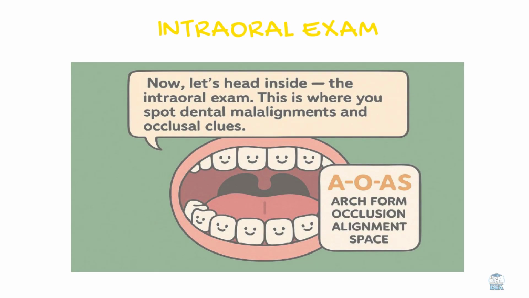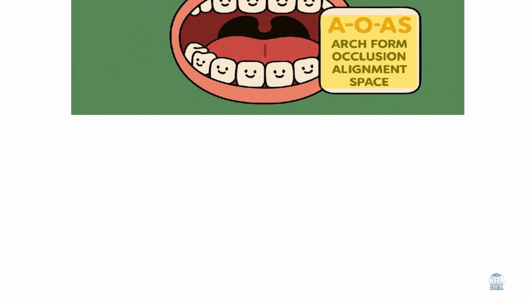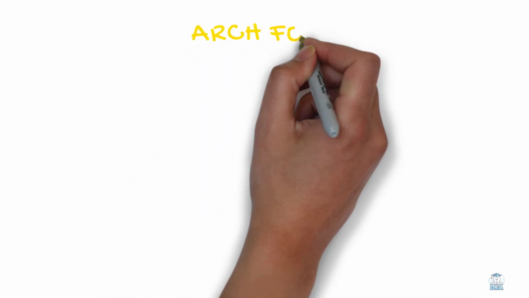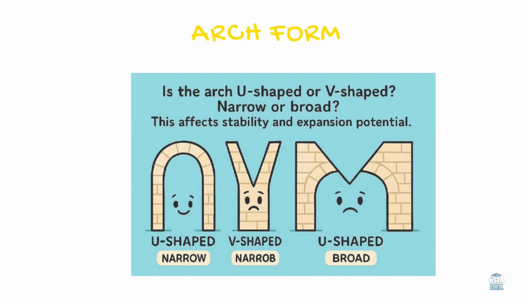Use the mnemonic AOAS. Arch form, occlusion, alignment, space. AOAS. Say it like AOS. First, arch form. Is the arch U-shaped or V-shaped? Is it narrow or broad? Arch form affects stability and treatment options.